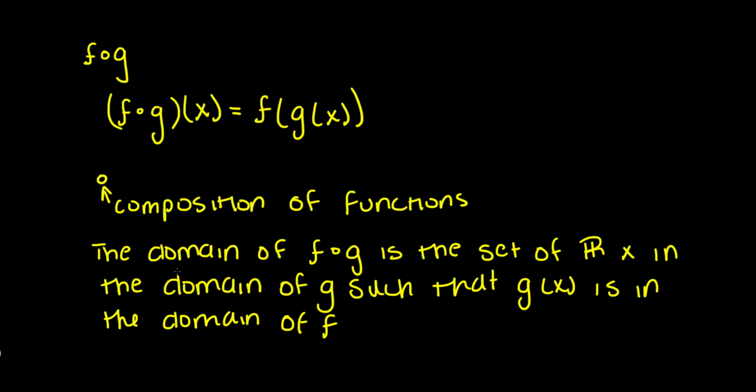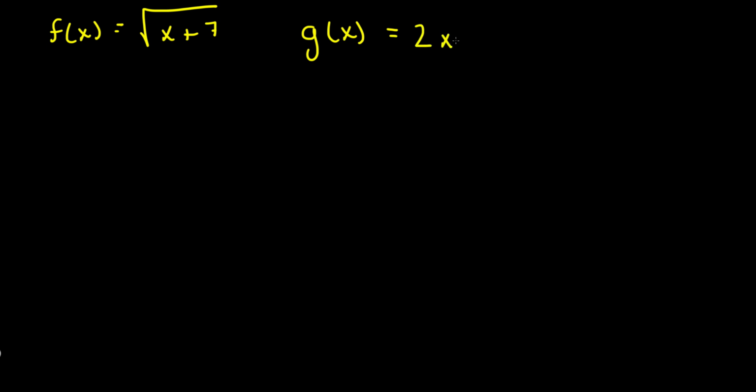So let's look at an example of this composition. So we have the function f of x, and this is equal to the square root of x plus 7. We're looking at these radicals again. And then we have g of x, and this function g of x is equal to 2x minus 5. And what we want to do is solve f of g of x, or the composition of f and g. All right, following the rule, this is equal to f of g of x.